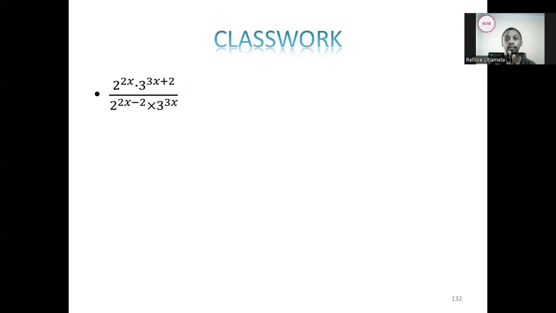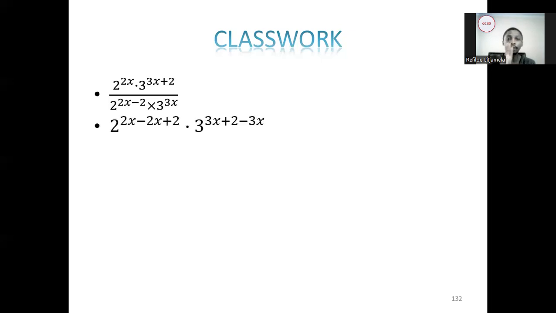Now separate the bases. For each base, you take the numerator, write it as a single base, take the numerator exponent of that base, and minus the exponent of the denominator base. So basically it's the same base, which is 2. The exponent of 2 in the numerator is 2x. You minus the denominator exponent of 2, which is 2x minus 2. Please note that when you minus a negative number, it will be positive. So that is why here you're going to have 2x minus 2x plus 2 for a base of 2.